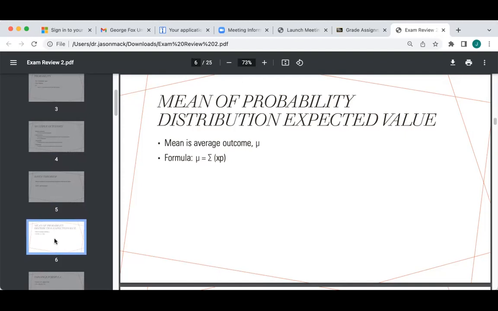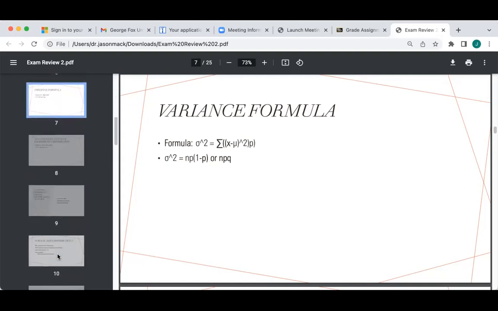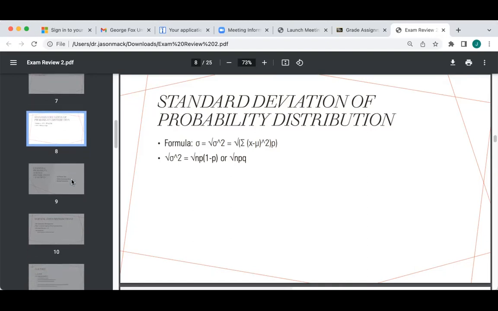The variance formula is that sign squared, and then you just do the value minus the mean, squared, times the probability. And there's another equation for that. Standard deviation is the square root of the variance, and that's another way to write it as well.